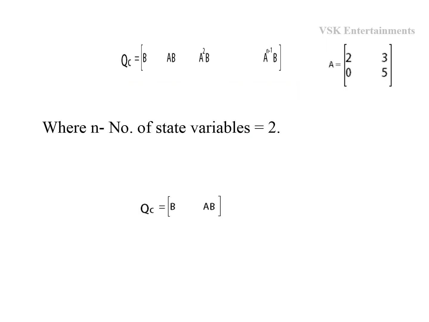Depending upon Kalman's test criteria, we know the formula for the controllability test matrix QC. QC is equal to matrix [B, AB, A squared B, and so on up to A power n minus 1 into B]. Here n is the number of state variables. Here the number of state variables is 2, depending upon the order of the system matrix. So this controllability test matrix is modified as QC is equal to matrix [B AB].